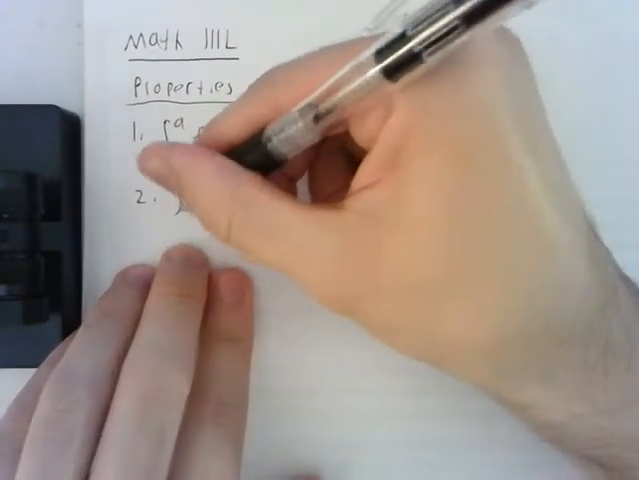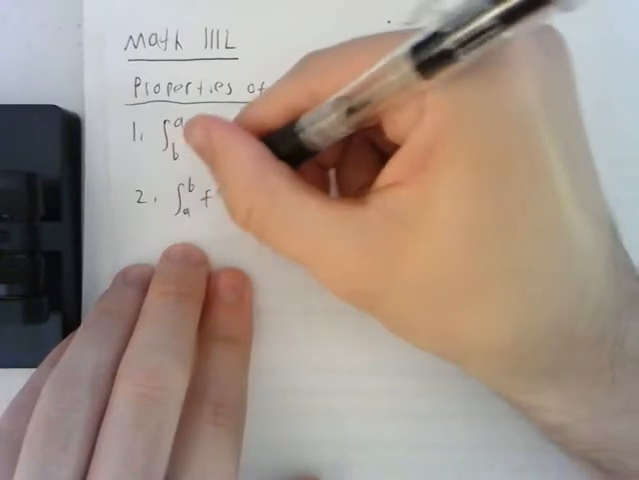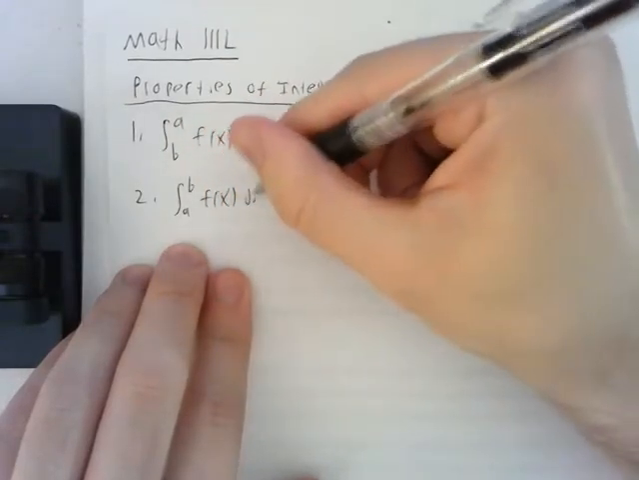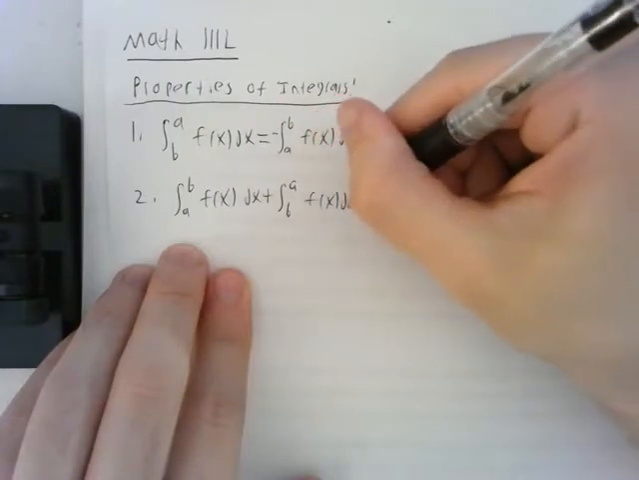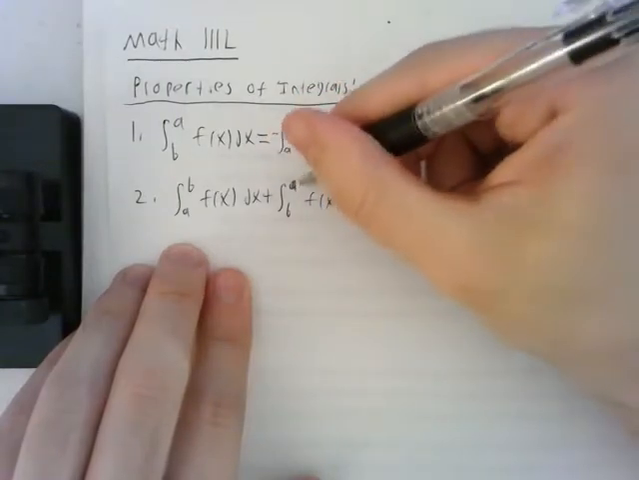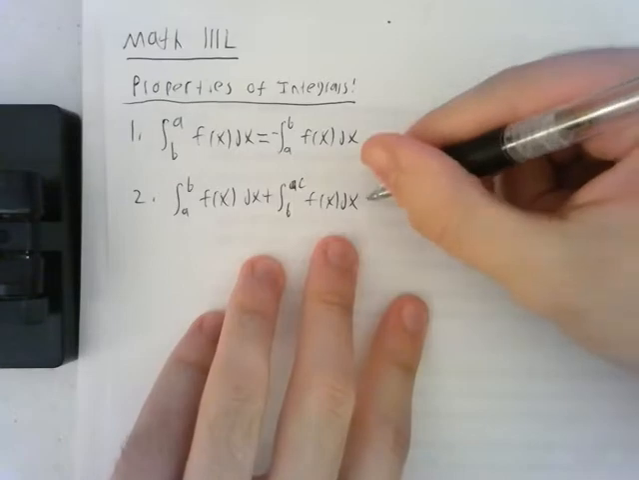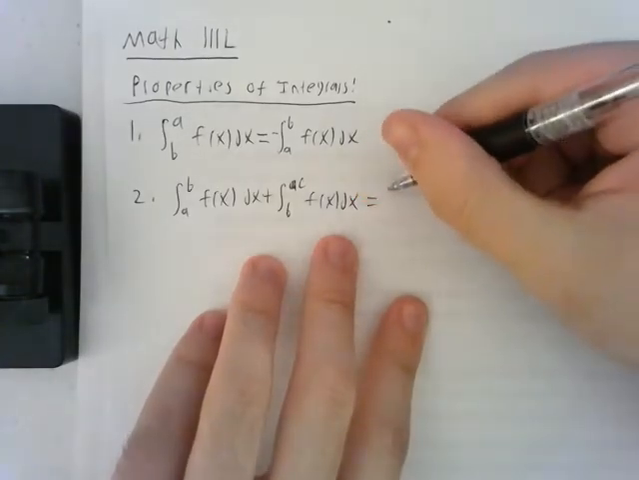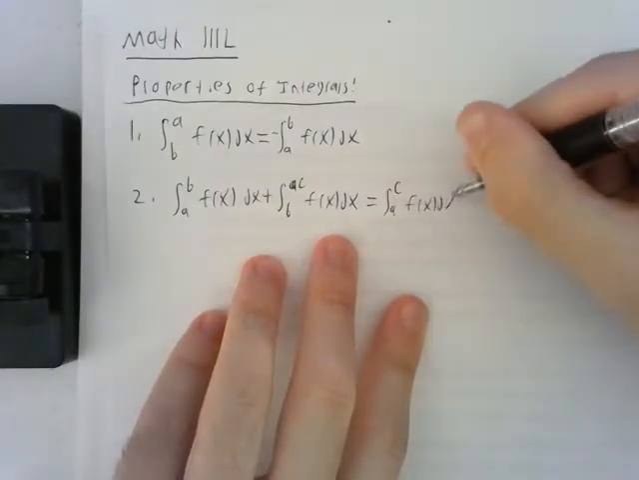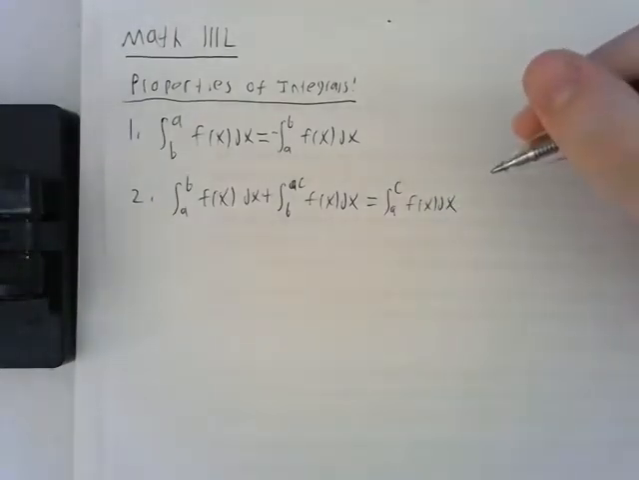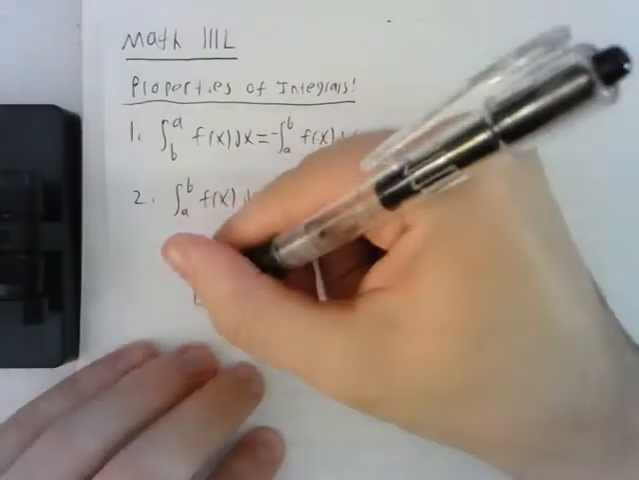Next property is that the integral from a to b of f of x dx plus the integral from b to c is equal to the integral from a to c of f of x dx. And so I think this property is fairly easy to understand if we draw a picture.